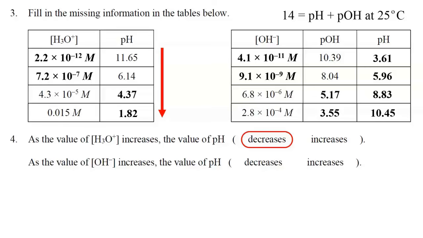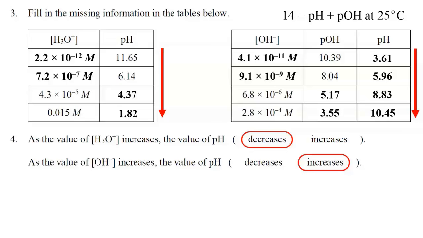In the table on the right, when we go from top to bottom, we see that the concentration of the hydroxide ion is increasing. Now, it does cause the value of pOH to decrease, but the question that we are asking ourselves in the second part of number 4 is, as the value of the concentration of hydroxide increases, what happens to the pH? So you can see that as pOH goes down, pH actually increases. So as the value for the concentration of hydroxide increases, the pH also increases.